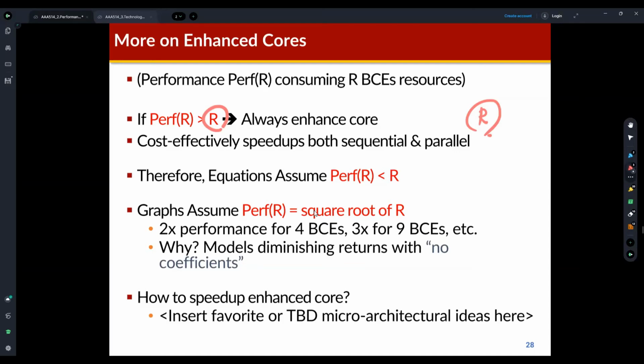But in reality, the performance enhancement is usually less than the invested cost of the processor. So we need to assume that the performance function is less than R. It's not proportional. In this paper, the researchers assume that the performance of the BP core is equivalent to the square root of R.